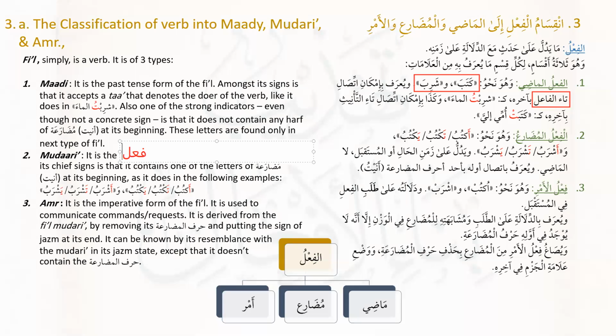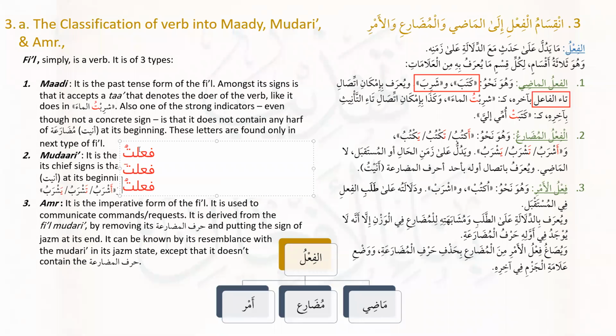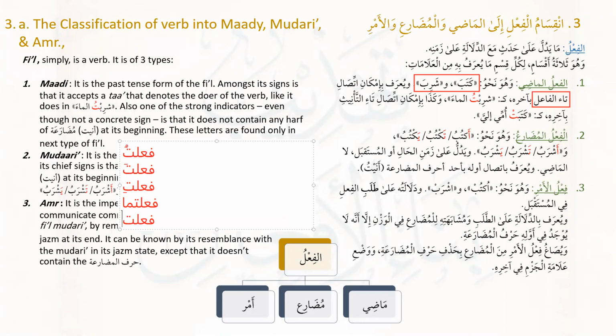So you have فعلت, فعلت, فعلتِ, and then you have فعلتما, and then you have فعلتم and فعلتن. In all of these the ta is called the ta'ul fa'il. This denotes the subject, the doer of the fi'l.